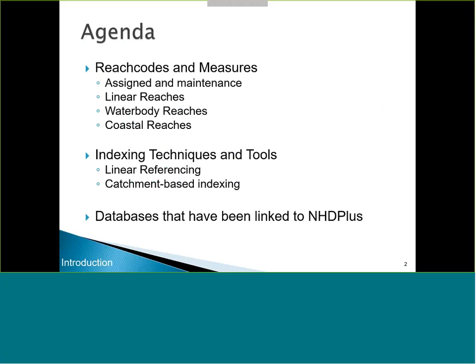And the agenda is going to follow these objectives very closely. I want to talk about reach codes and measures, how they're assigned, a little on their maintenance, on linear reaches, water body reaches, and the coastlines, some indexing tools that are available to you, and the databases that have been linked. A big part of the reason for this is to get us grounded in the nomenclature of the pieces and parts. It's really fundamental that we all be on the same page in terms of reach codes, measures, and COM IDs.